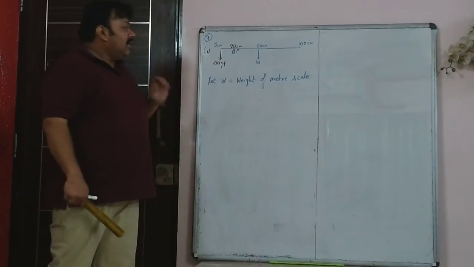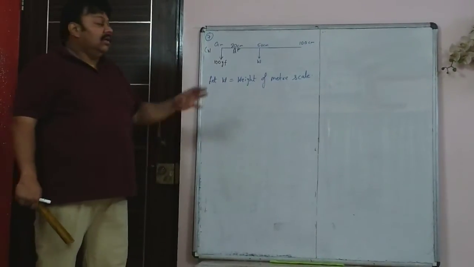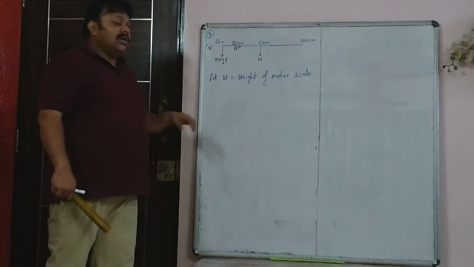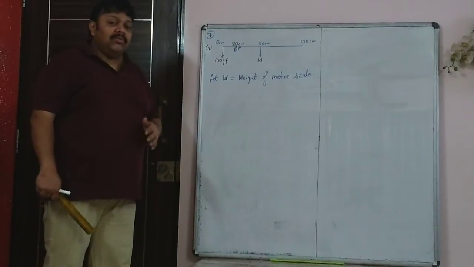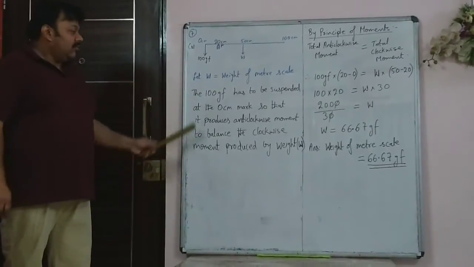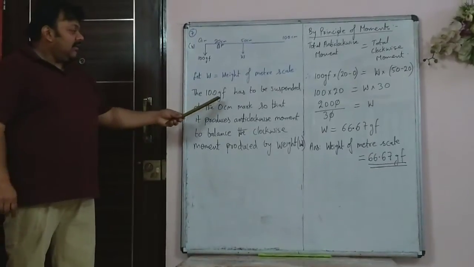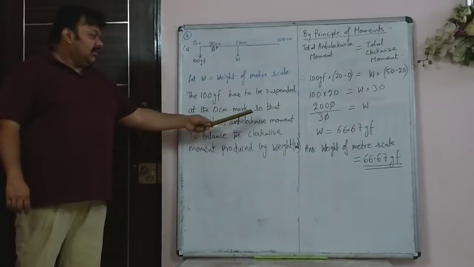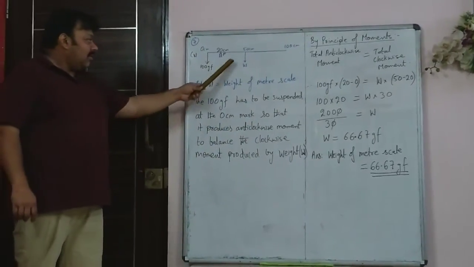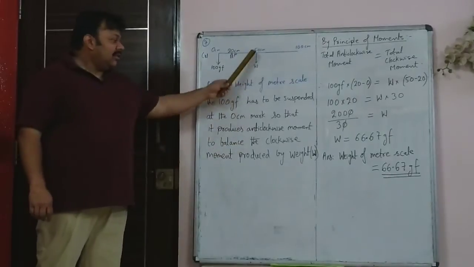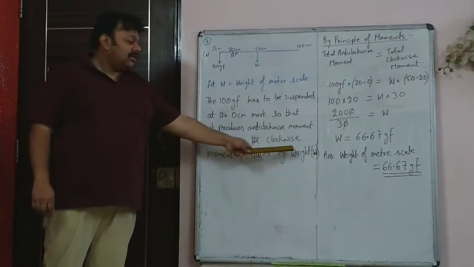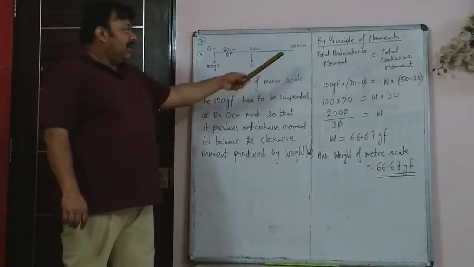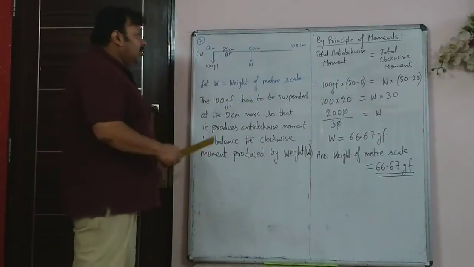This is very important. You have to first understand that and then show the 100 GF at the 0 centimeter mark. After that, the sum is very simple. You have to write this reason: the 100 GF has to be suspended at the 0 centimeter mark so that it produces anti-clockwise moment to balance the clockwise moment produced by the weight W, that is the weight of the rod. And then we have to do the working as per the formula.